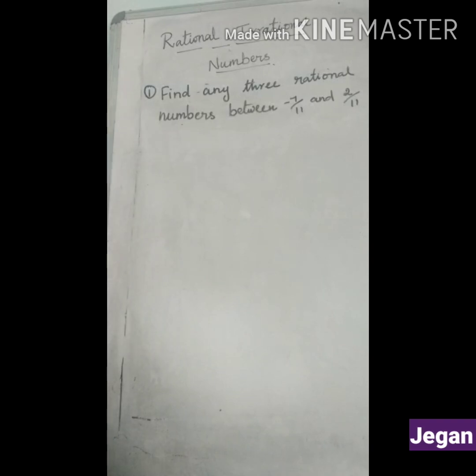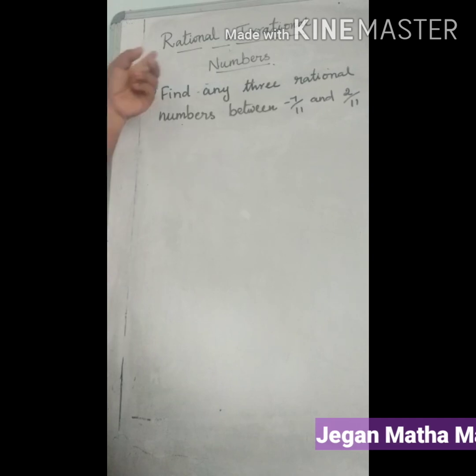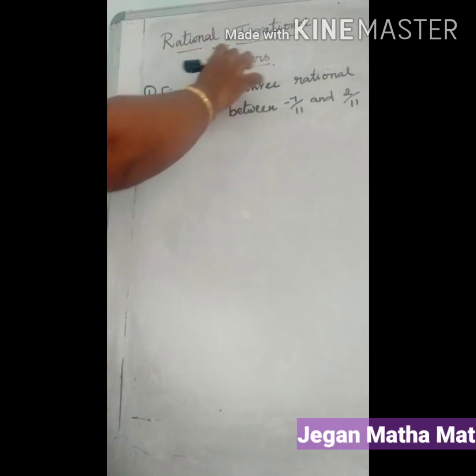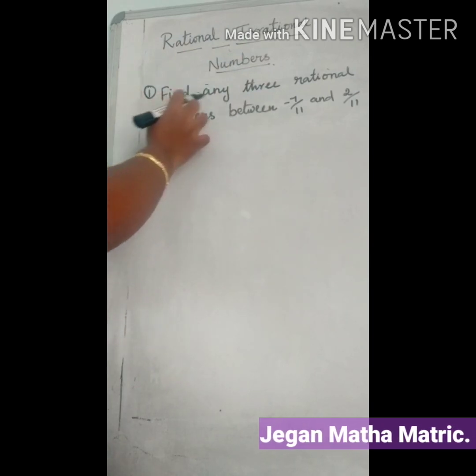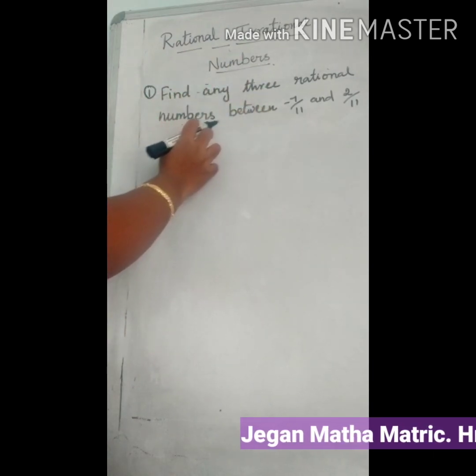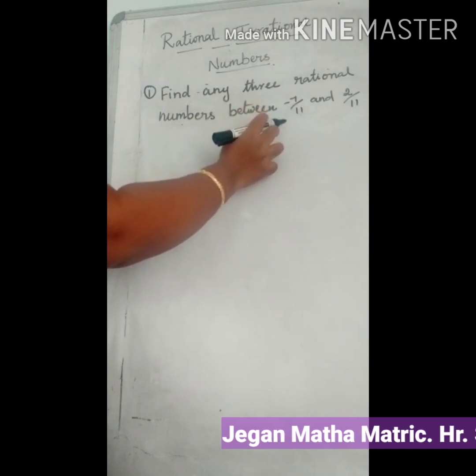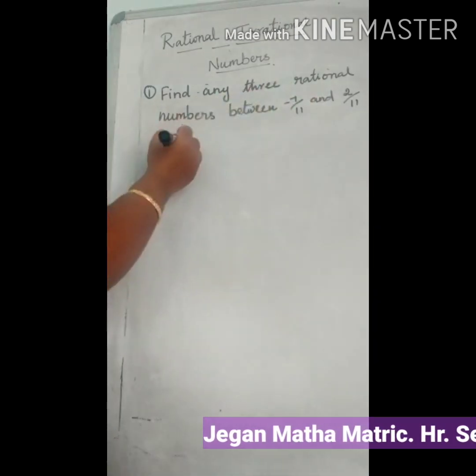Hello students. Now we are going to see 9th standard maths, second chapter, real numbers. Let us see some example sums based on rational and irrational numbers. First question, find any three rational numbers between minus 7 by 11 and 2 by 11.